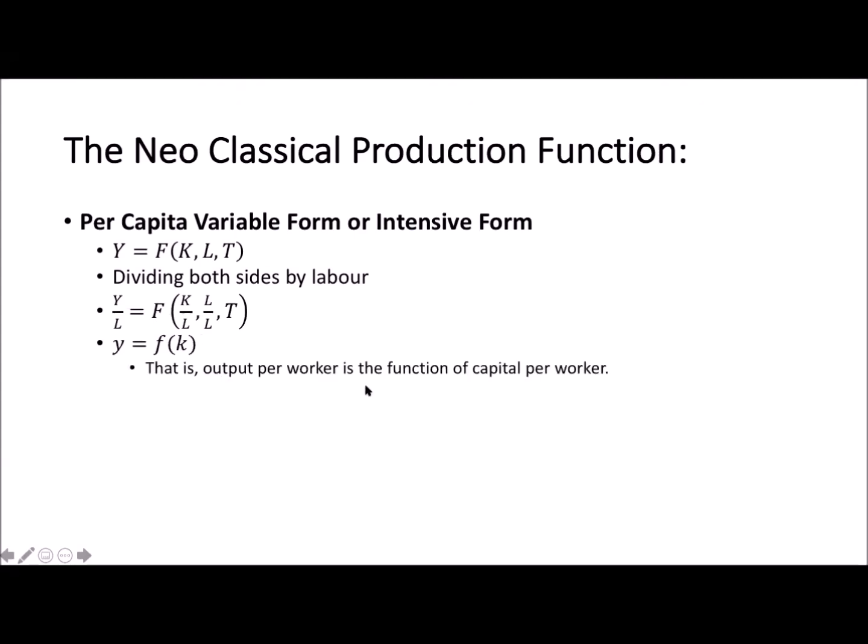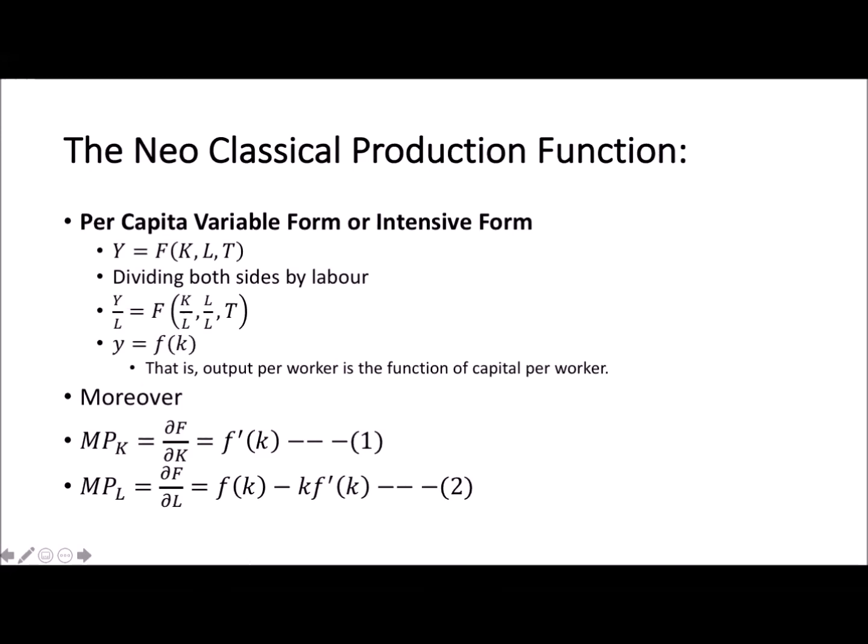So throughout our Solow growth model, we'll be using this intensive form of the production function. That is, output per worker is the function of capital per worker. Moreover, we could say that कि हमारे पास जो भी marginal productivity of capital है, we will have to find out the marginal productivity of capital in per capita form, and then the marginal productivity of labor in per capita form.